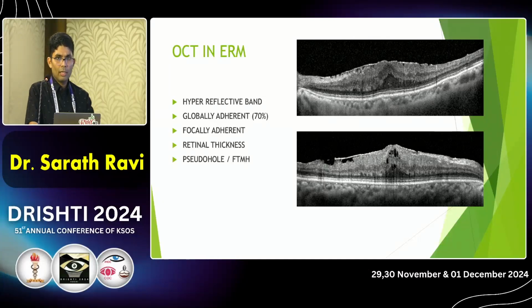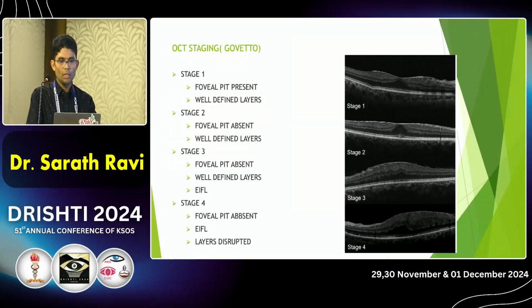OCT helps in the assessment of these patients with epiretinal membrane because it's seen as a hyperreflective band. You can see the amount of adherence to the underlying retina, which could be a globally adherent membrane or it could be focally adherent. Also, you can visualize the amount of retinal thickness, and differentiate between a true hole and a pseudohole. And this is the staging of the epiretinal membrane on OCT.